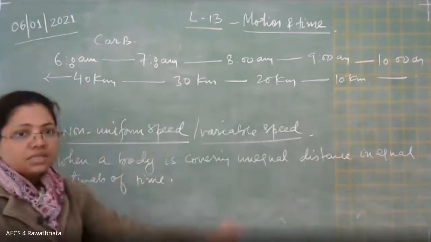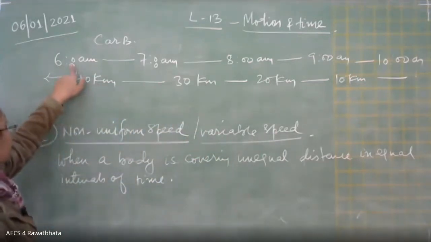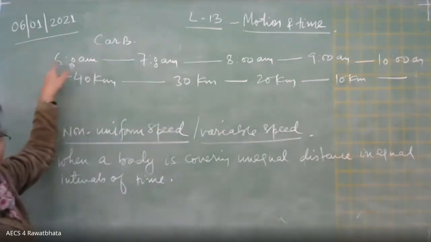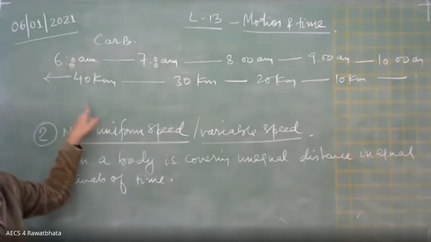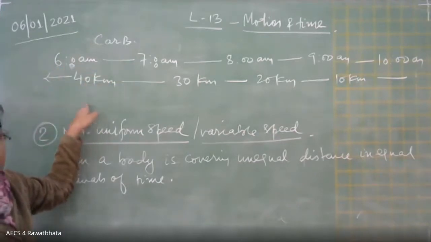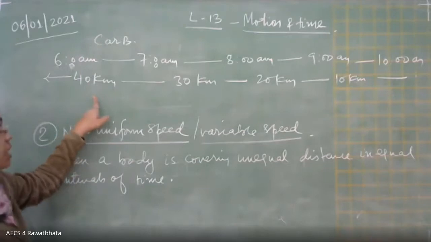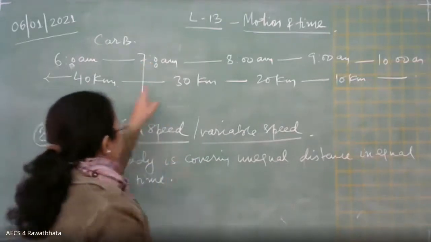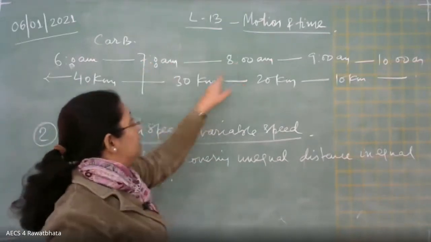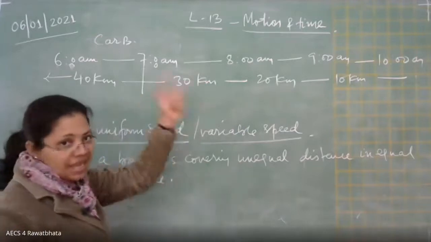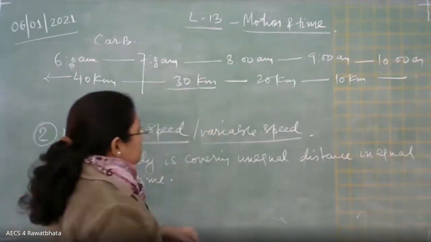So this car started moving at 6 a.m. From 6 a.m. to 7 a.m., it covered the first 40 kilometers. इसने first hour में 40 kilometers cover किया. Then from 7 to 8, it covered 30 kilometers. Second hour में इसने 30 kilometers cover किया.